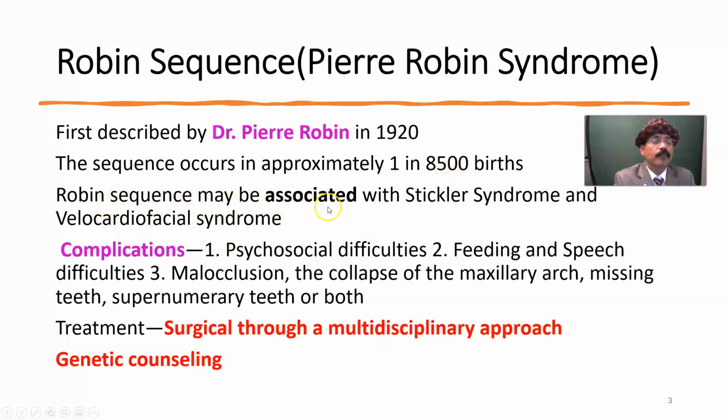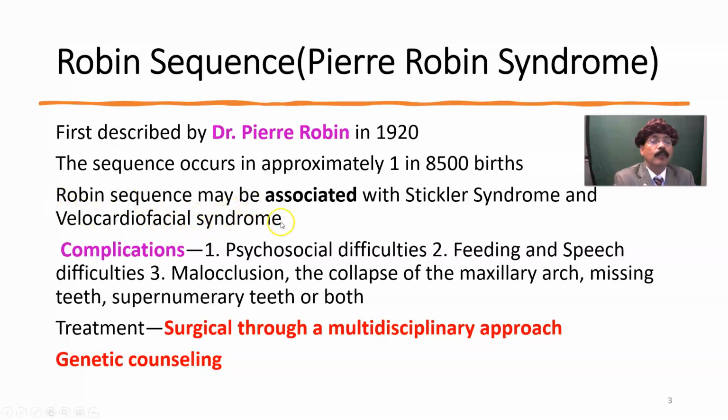Robin sequence may be associated with Stickler syndrome. That syndrome includes visual problems, hearing problems, and joint problems. It may also be associated with velocardiofacial syndrome, which involves head and neck anomalies and also cardiac anomalies.